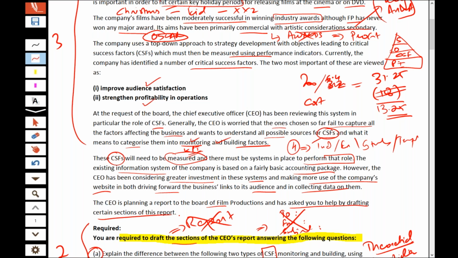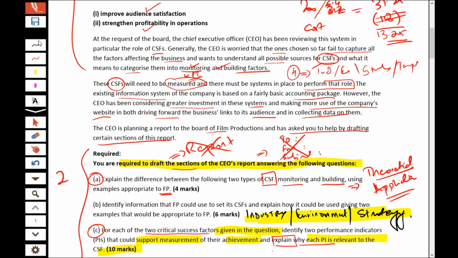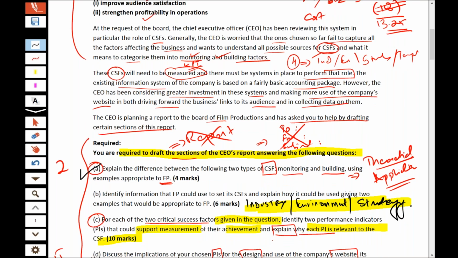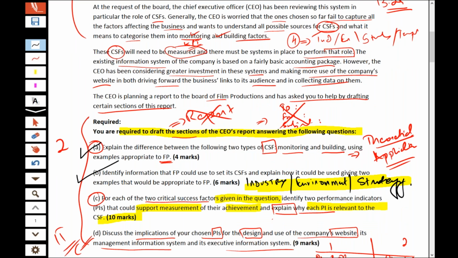Now, let's try to have an understanding. We have already gone through part A and part B of the question. We've already discussed the monitoring and building CSFs, and how critical success factors could be set. Now, these two are the important things that need to be done, so we are going to talk about these. Can you just read the requirement again, please?